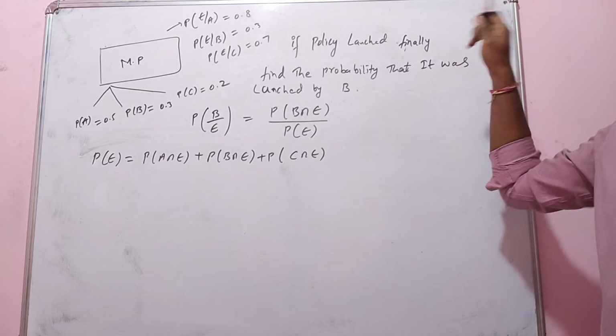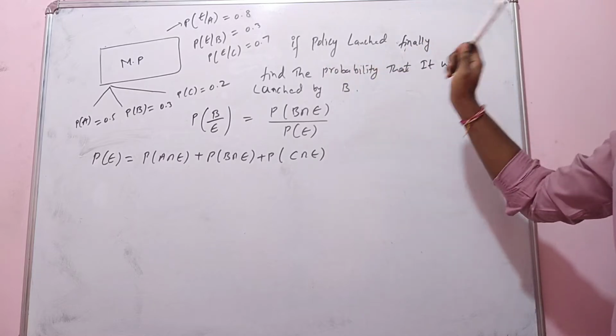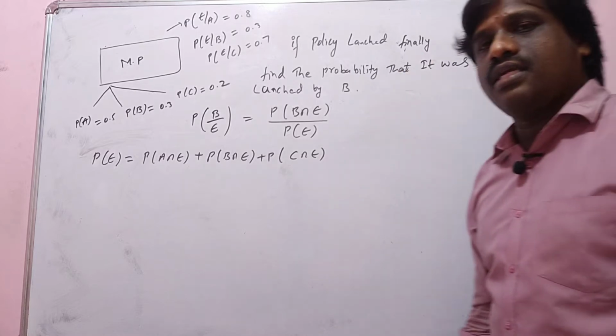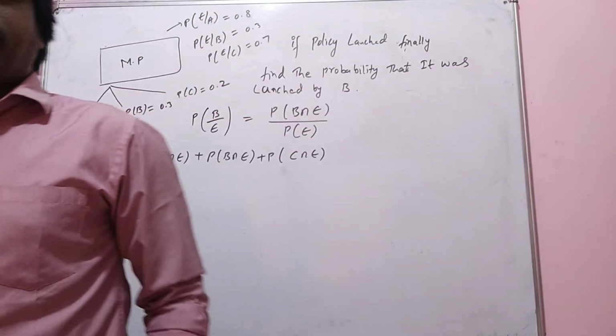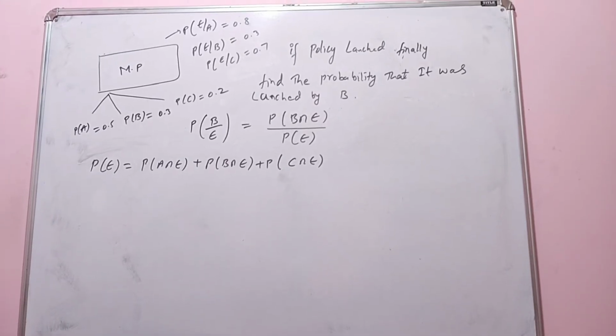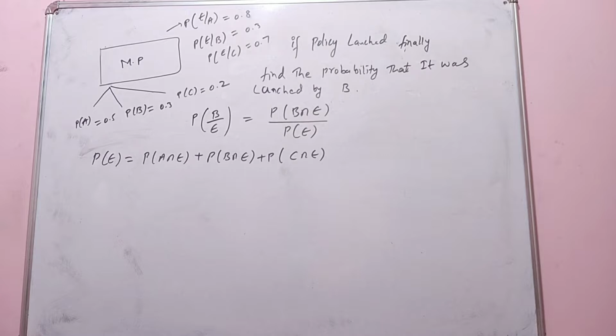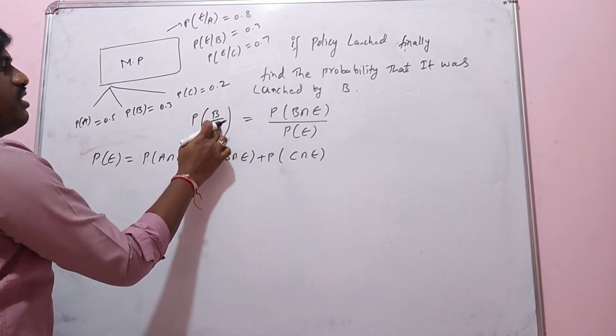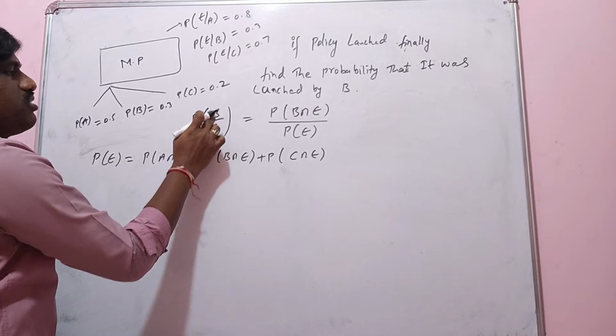If the policy is launched, it finally means somebody has won. Find the probability that it was launched by B. So now it is specifically saying that because of B, the policy was launched. In these cases we will use total probability and Bayes theorem. So let us see the probability of B when the policy happened because of B.